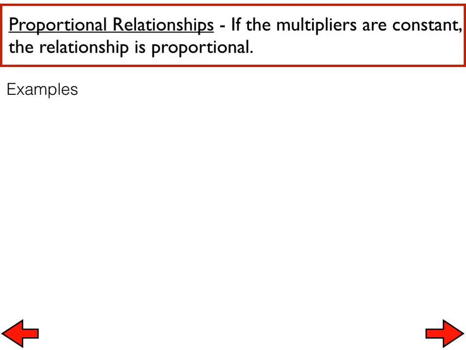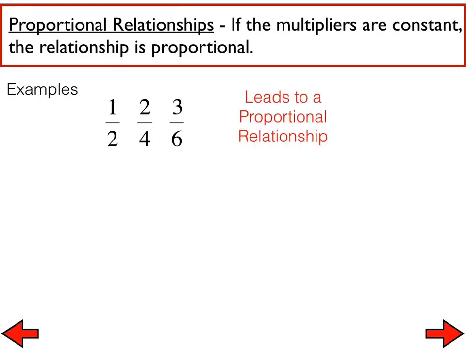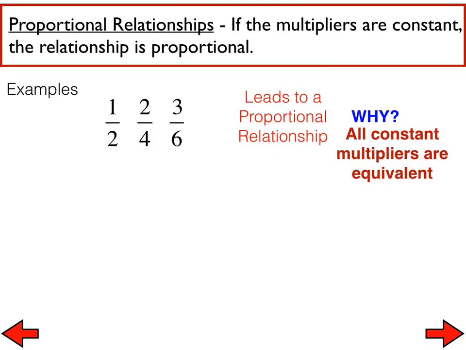For example, if my multiplier was 1/2 and another multiplier was 2/4, are those the same number or not? They're the same number, right? 2/4 reduces to 1/2. 3/6 is still the same number. They all reduce to 1/2. So these are all the same multipliers, constant. So it leads to a proportional relationship, and you're going to fill in on your notes why. It's because all constant multipliers are equivalent.